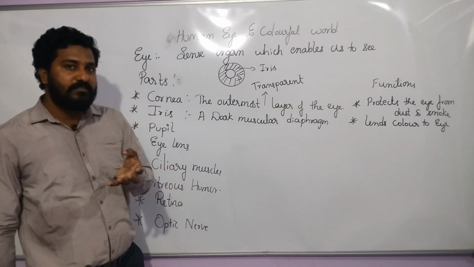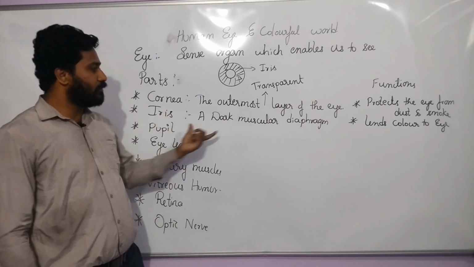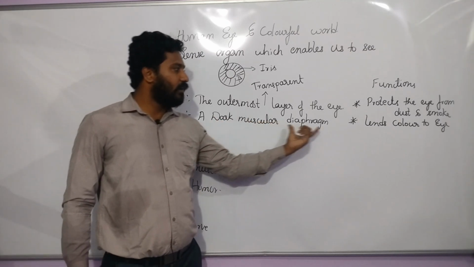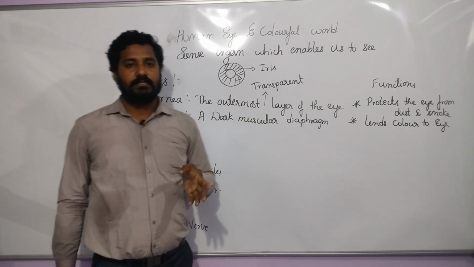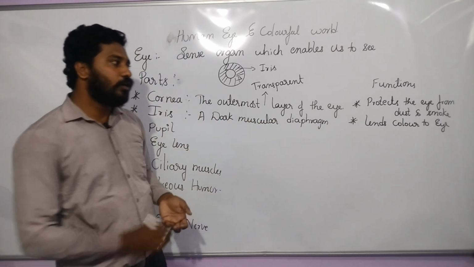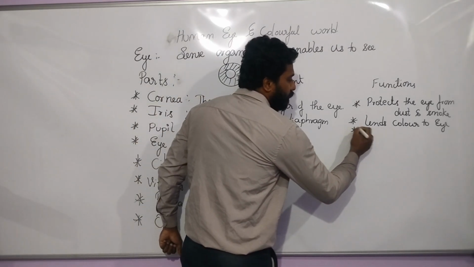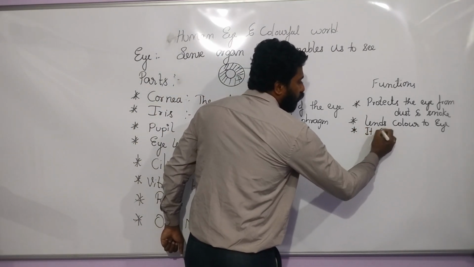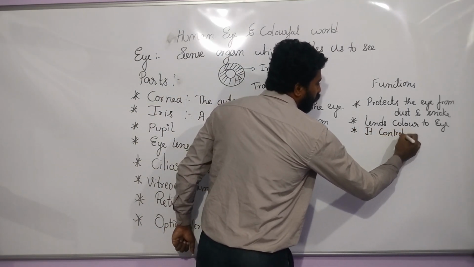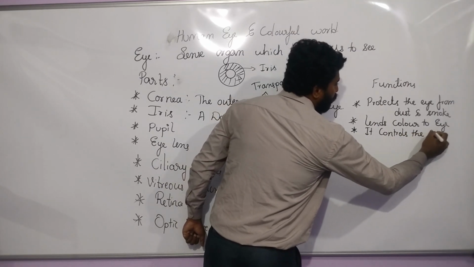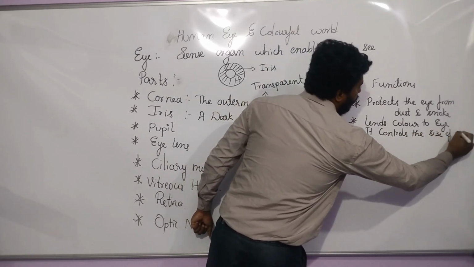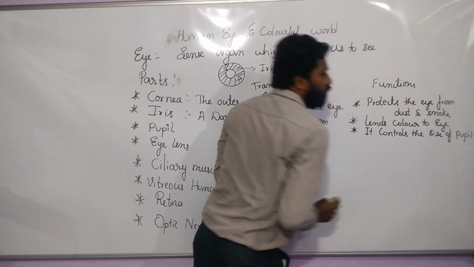If they ask what iris means, you have to write this: a dark muscular diaphragm of the eye is called iris. The main function is that it lends color to the eye, and one more function is there: it controls the size of the pupil.